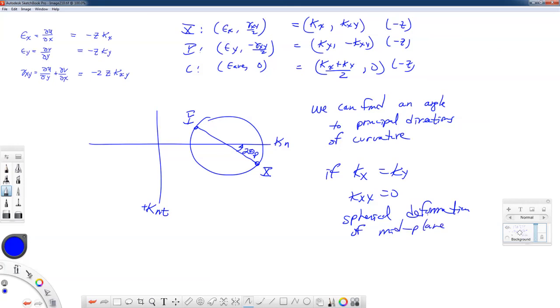Alright, so that's kind of interesting, and just a short little aside. Now what we're going to do is apply our stress-strain relations to find our stresses in terms of these curvatures, and we're going to introduce another term. It's going to be a moment per length term.